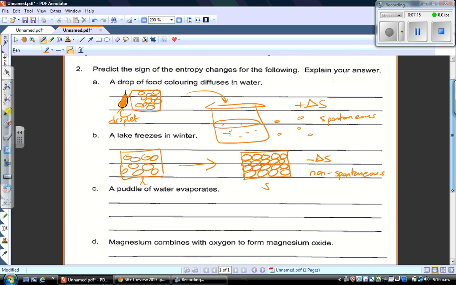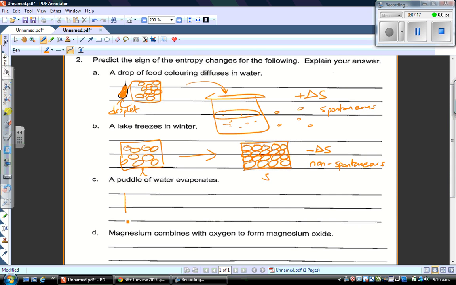Next example, puddle of water evaporates. So in this case, we're going from a liquid to a gas, liquid water, particles, water molecules, loosely packed or liquid situation. But when you go to a gas, those particles don't even touch. Okay, so that is definitely an increase in disorder or entropy, and that would be spontaneous.